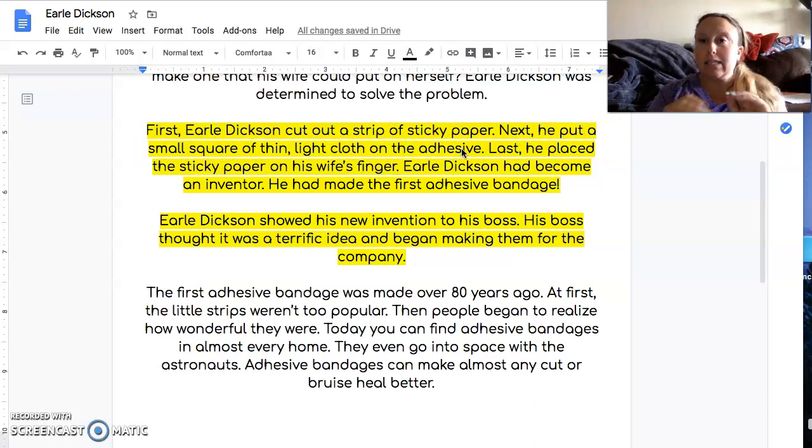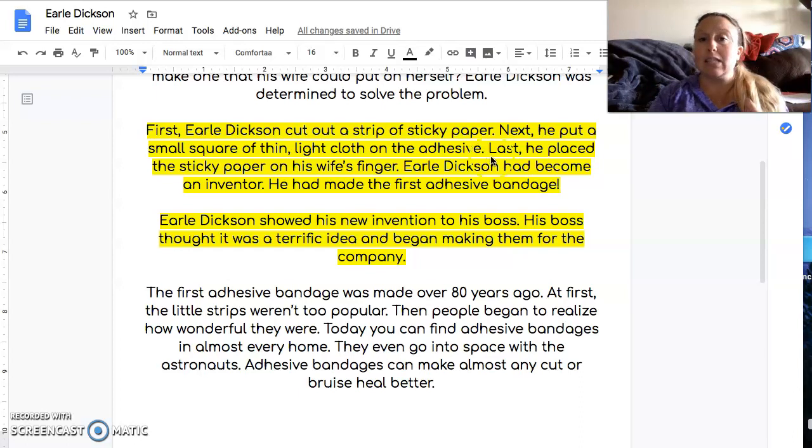Now, this is something where I could see that we could actually combine. So what would that sentence look like? Okay, I might say, first, Earle Dickson cut a strip of sticky paper and then placed a small square of thin cloth on the adhesive. So I took those 2 sentences and I put them together for my first.